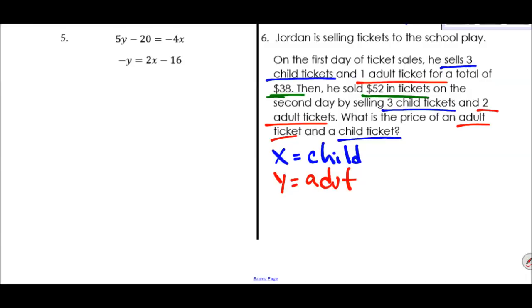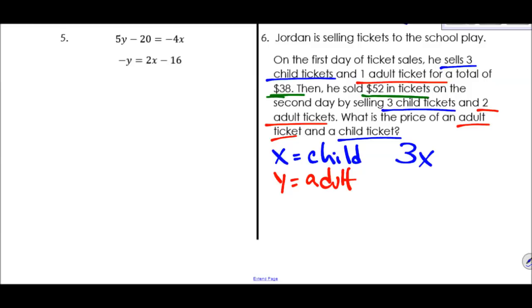Doesn't matter. You could switch those if you really wanted to. I'm just labeling them as X and Y just because I feel like it. I could switch those variables. Those 2 have to be my variables though, because that's what I don't know yet. I don't know the number of tickets for either children or adults. So I have 3 children's tickets on the first day. So 3 times however much it costs for a child's ticket.